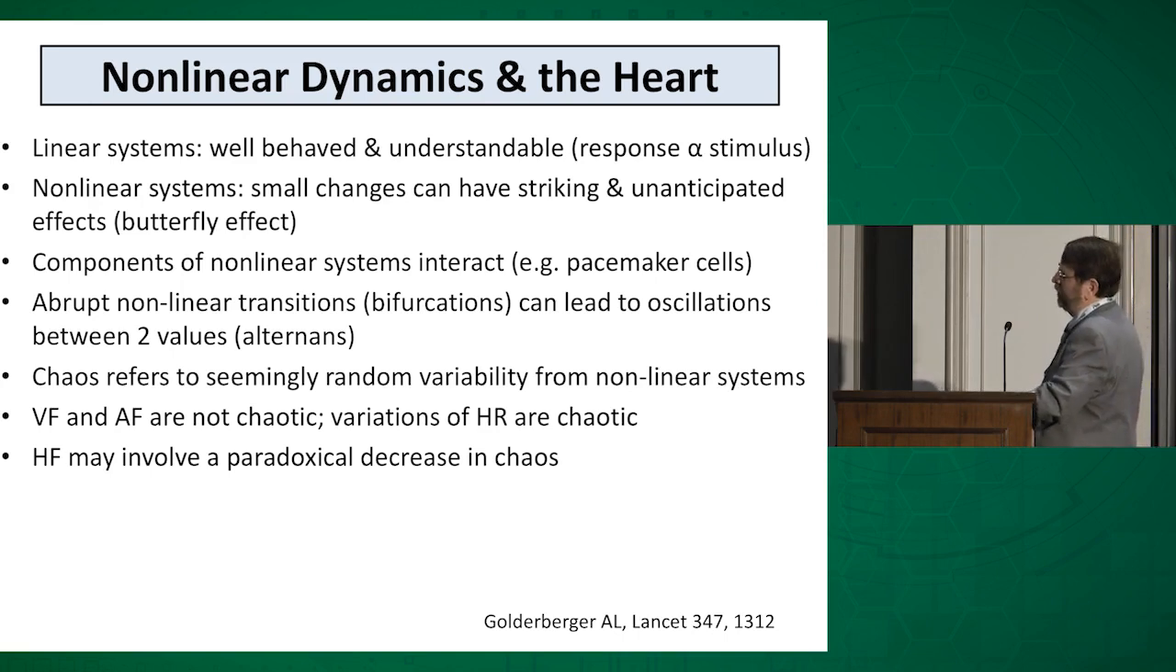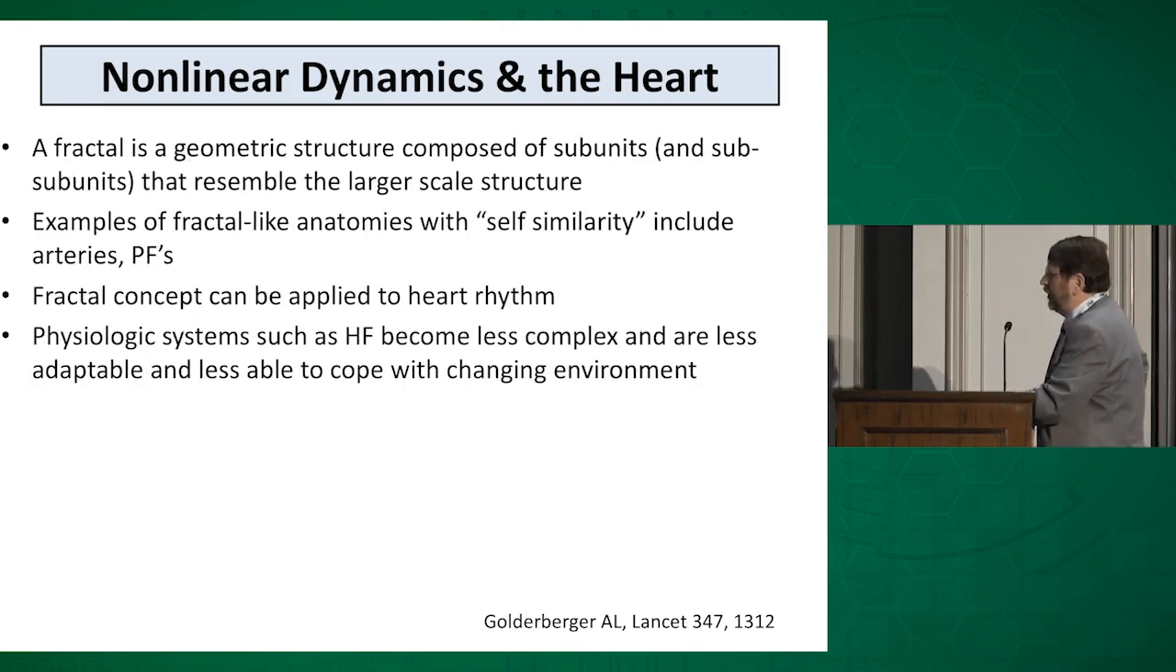So as we move into something like chaos theory, chaos really refers to what seems like random variability, but really isn't. There's more organization to this, to the point where while we think of VF and AF as more chaotic rhythms, actually the variation of heart rate in sinus rhythm itself is quite chaotic. And the problem is as heart failure evolves, the heart becomes less chaotic. And so is that something that can help us with the electrophysiologic substrate? Perhaps. So one other thing in terms of introduction, so we're aware of fractals.